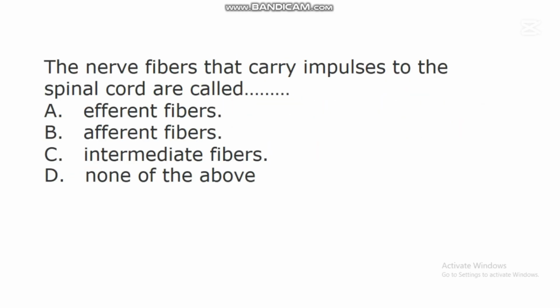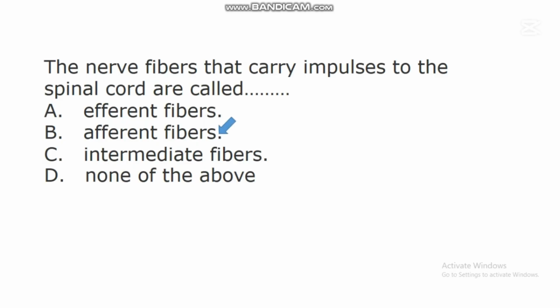The next question says, the nerve fibers that carry impulses to the spinal cord are called dash. A. Efferent fibers. B. Afferent fibers. C. Intermediate fibers. D. None of the above. In this question, the correct answer is B.